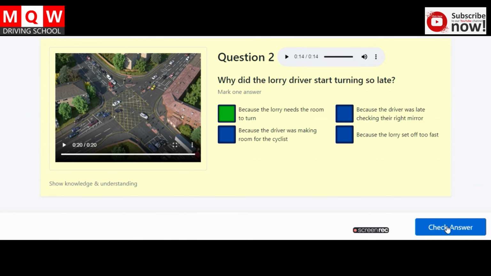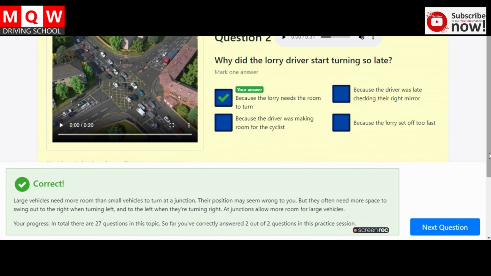Now you can check the answer. That should be the same information. If you look at this answer, it says large vehicles need more room than a small car to turn at the junction. Their position may seem wrong to you, but they often need more space to swing out to the right when they want to turn left, and to the left when they are turning right. A bit opposite. A junction allows more room for the large vehicles.